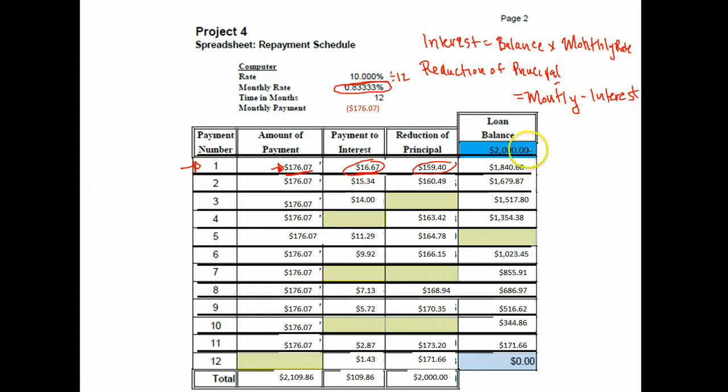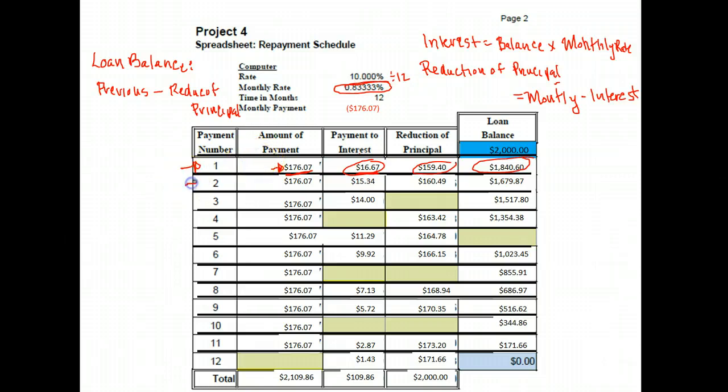Okay? And the final thing we have is the new loan balance. So if you're looking for the loan balance, what you're going to do is take the previous balance, the one on the line above, and subtract from that the reduction of principal. I should have typed those out so that they were prettier, but we'll take what we can get.